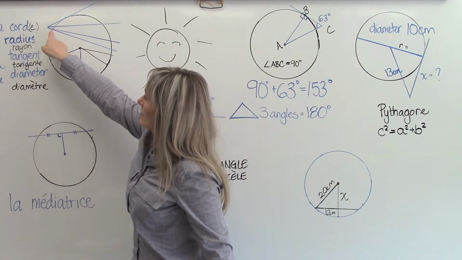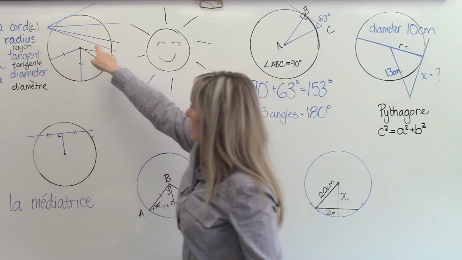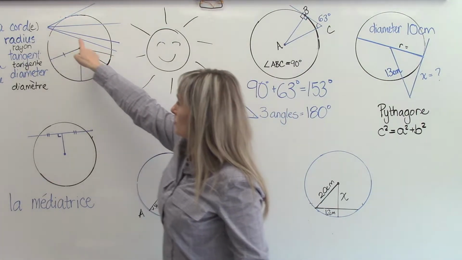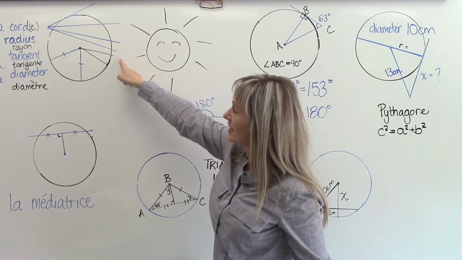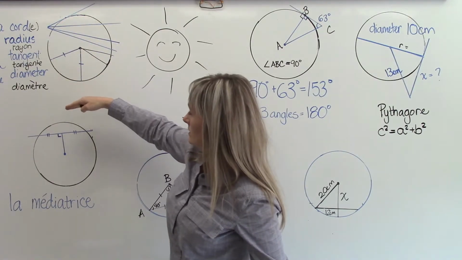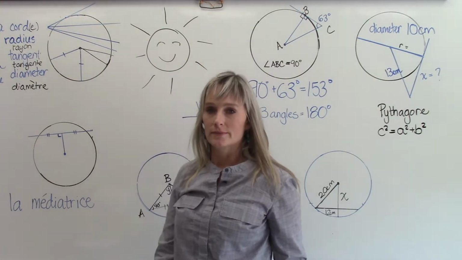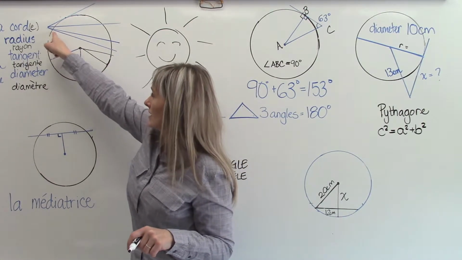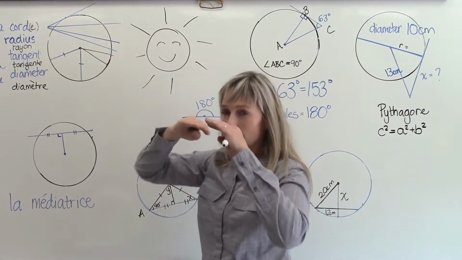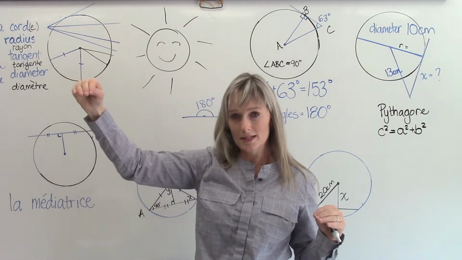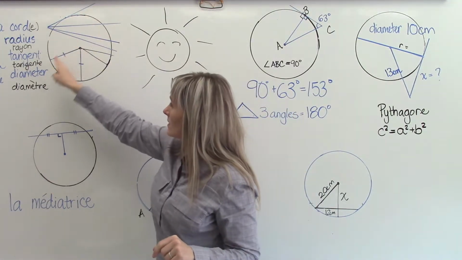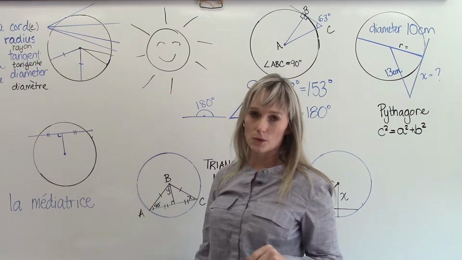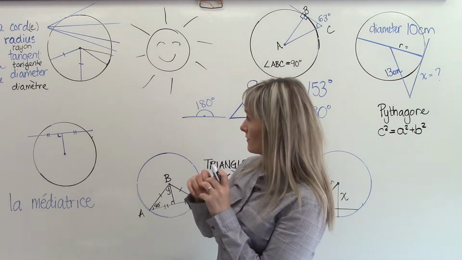Deuxième chose, la corde. Si vous avez une ligne droite qui dépasse deux points d'intersection dans un cercle, n'importe où, ça c'est une corde. So just like a cord of rope, if you have a straight line that goes through two parts of the circle, it can go anywhere through the circle and that's called a chord, just like a cord of rope.